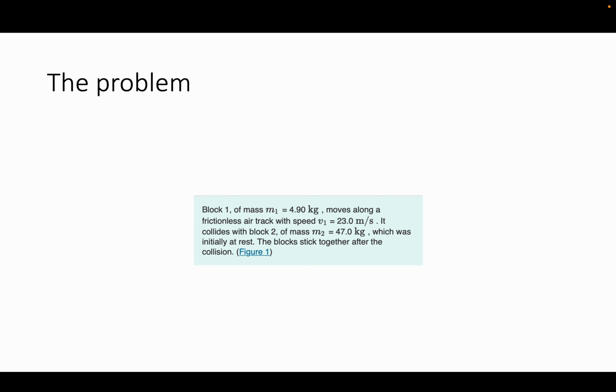There's block 1 of mass m1 equals 4.9 kilograms, moving along a frictionless track with speed v1 equals 23 meters per second, and it collides with block 2 of mass m2, which is 47 kilograms and was initially at rest, so 0 meters per second initial velocity. The blocks stick together, which is how we know it's an inelastic collision. This is important when we're solving these problems. You have to recognize that if two things stick together, it's inelastic, and it's generally elastic if they bounce apart.